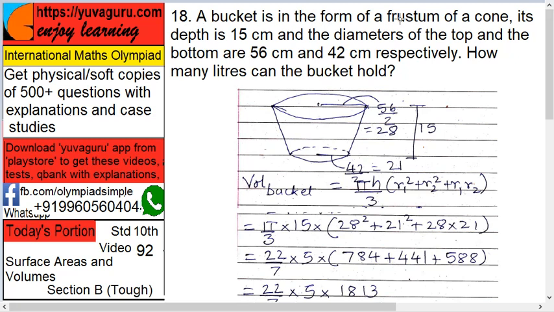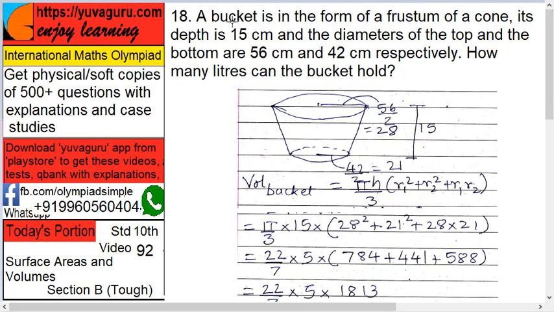A bucket is in the form of a frustum of a cone and its depth is 15 centimeters, and the diameters of the top and the bottom are 56 and 42 centimeters respectively. How many liters can the bucket hold? Quite easy. Here, for this you must know the volume of the frustum. That formula is very important.